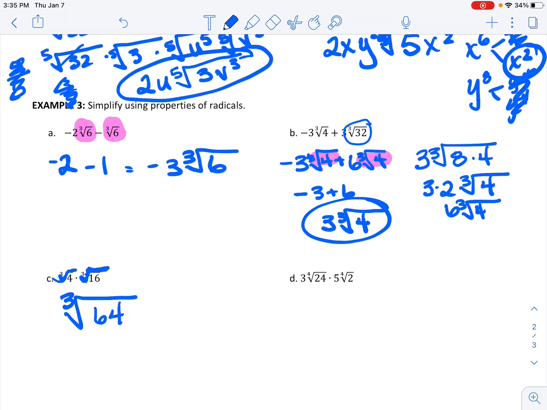And then I can simplify this further to see if there's anything that goes into the cube root of 64. Well, 2 cubed is 8. And 8 times 8 is 64. So I can change this to the cube root of 8 times 8. And I know that the cube root of 8 is 2. So this is going to be 2 times 2, which is equal to 4.